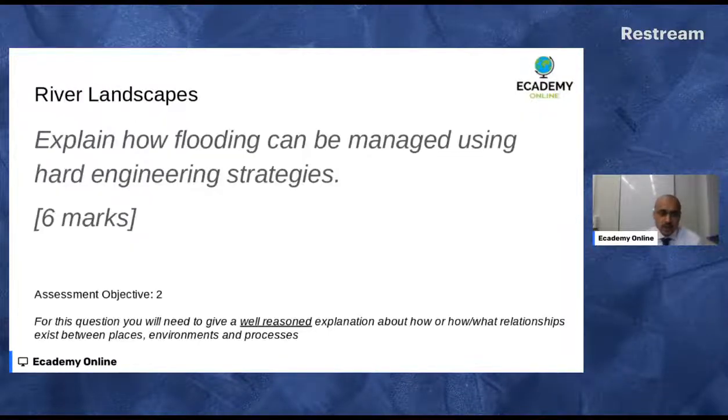Today we're going to look at river landscapes, so explaining how flooding can be managed using hard engineering strategies. I'm just going to give you a quick 10 seconds, 15 seconds to just write the question down, and then we'll go through it together. Okay, let's carry on. Make sure you've taken a note of that.